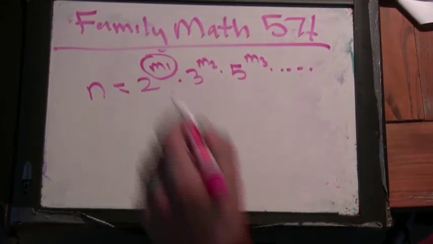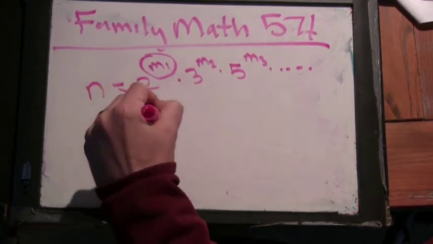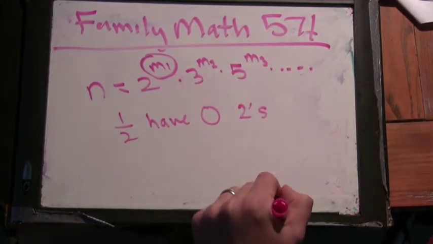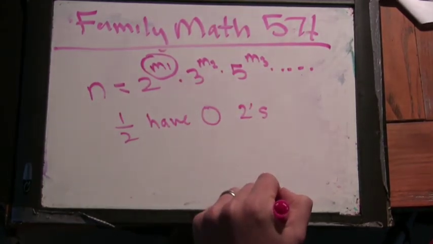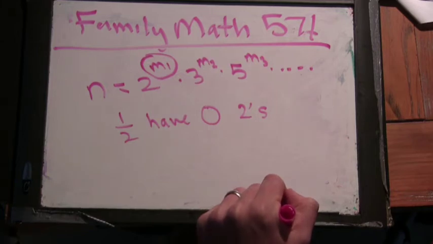All right, so the first observation is a good one. Half of the numbers have no 2's. So there's a half chance that you won't even get a 2, so it'll just be 2 to the 0. Yeah, so half the time we don't get any 2's at all. Okay, so that's a very good observation. And the other half of the time we'll get at least one 2.